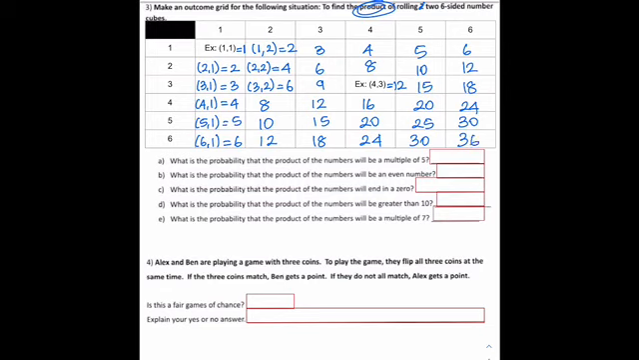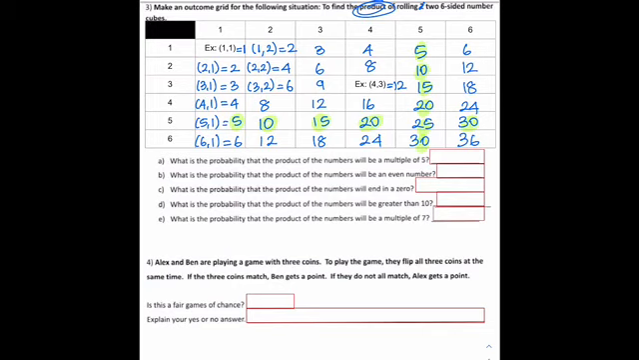Okay, now let's look at all the questions here from A through E. What is the probability that the product of the numbers will be a multiple of 5? If you look at the multiples of 5 here, I have 1, 2, 3, 4, and then here 5, 6, 7, 8, 9, 10, and then I see 11. So we have 11 different outcomes for letter A, out of a total of 36 outcomes.